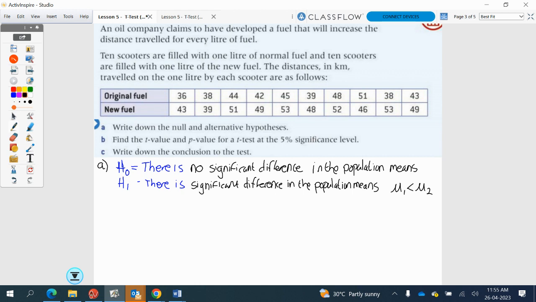So the company developed a fuel that will increase the distance. So we're not interested if they're different. In this case, we're trying to prove that there has been an increase this time.